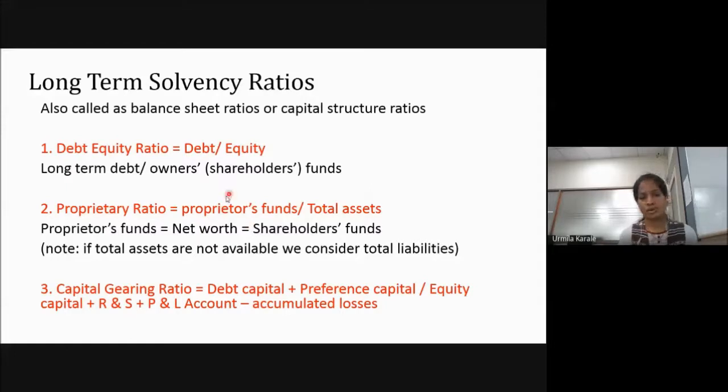How much is the proprietor's funds, meaning shareholders' funds, which is also called net worth, divided by total assets. Now, if this ratio comes to 0.30, that means 30% is financed by proprietors' funds, so 70% is financed through borrowed funds. If this comes to 20%, it means 80% is financed through borrowed funds. If this comes to 50%, 0.50, it means the remaining 50 you have borrowed, right?